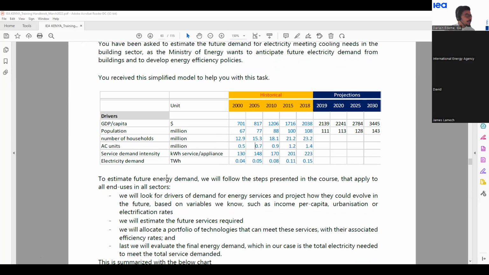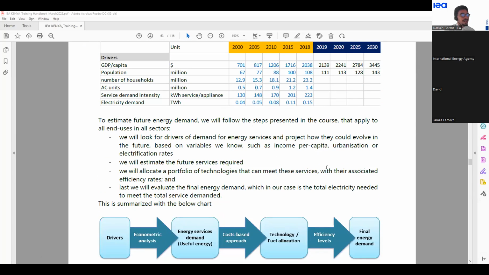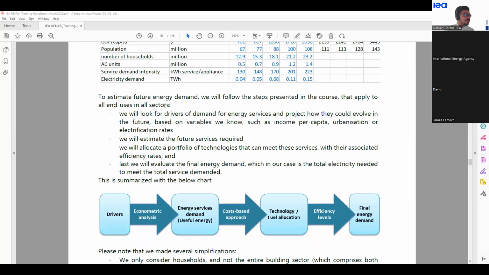To estimate future energy demand, we will follow the steps presented by my colleagues, which apply to all end uses in all sectors. We will deal with the building sector, but you can replicate this approach for other end uses in other sectors. We will look at drivers of demand for energy services and project how they could evolve. We will estimate the future services required. We will also allocate a portfolio of technologies that can meet these services, because all technologies have different efficiency rates. And at the end, we will evaluate the final energy demand, which in our case is the total electricity needed to meet the total service demanded for cooling in this country.